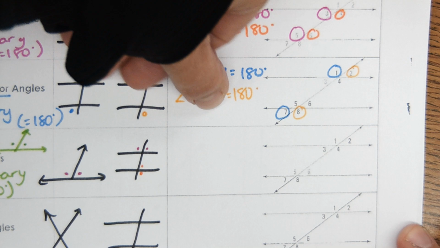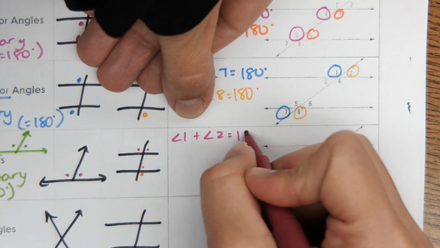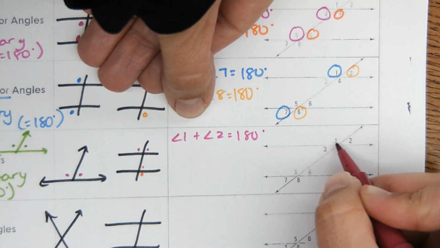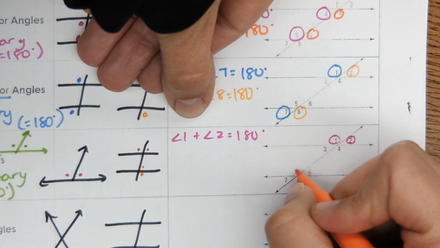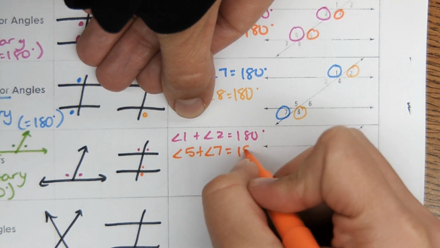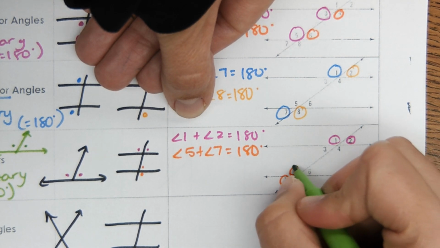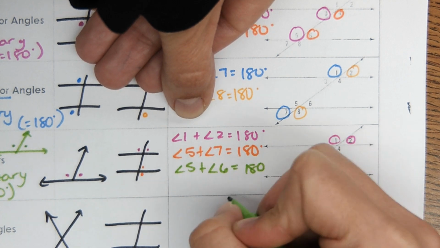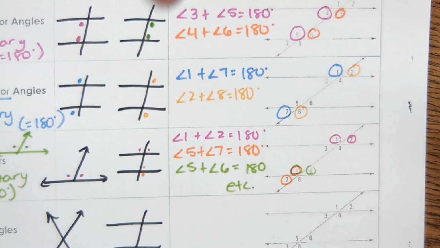And then looking at the picture, like angle 1 plus angle 2 equals 180 degrees. So these two form a linear pair, or 1 and 3. I don't even know how to show it. Look, there's 1 and 2, maybe like 5 and 7. Angle 5 plus angle 7 equals 180 degrees. You could also do 5 and 6, etc. So there's more, but I just named a few.